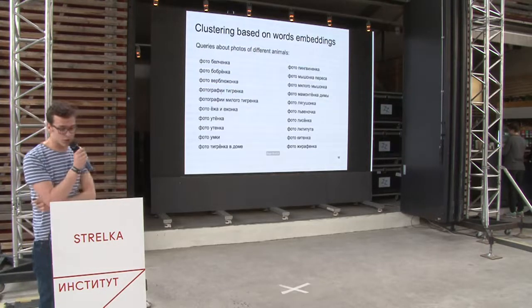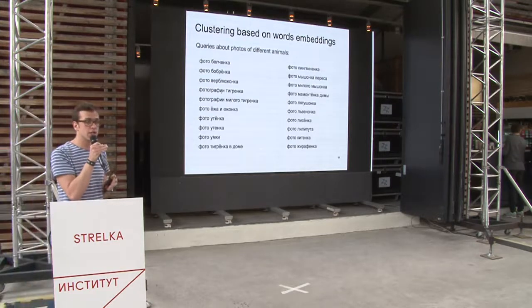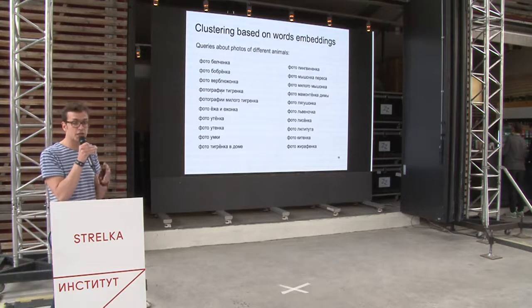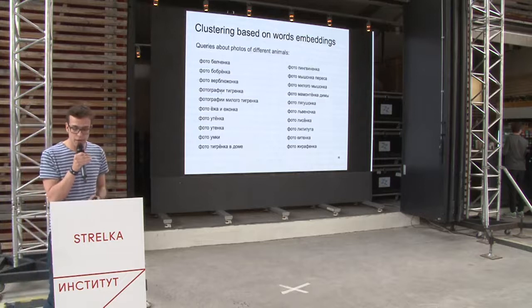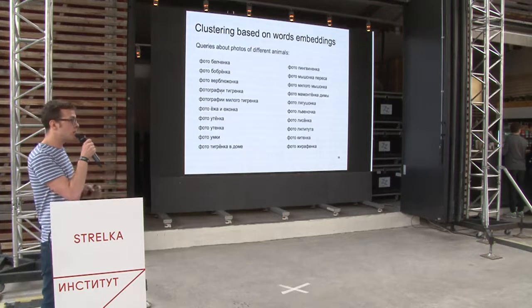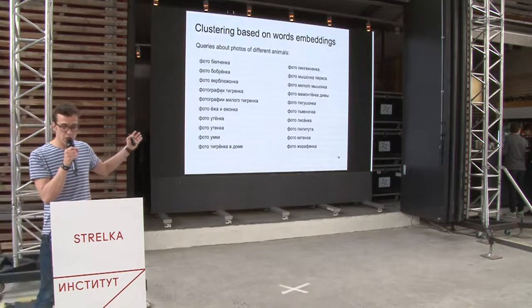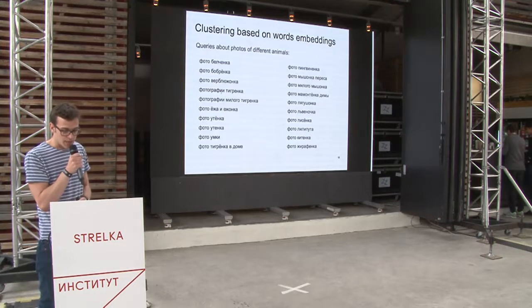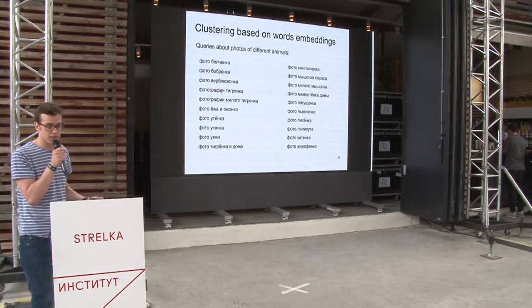Obviously, the first approach to clustering user queries is to transform them into some kind of high-dimensional vector space using some kind of distributed embeddings for words like word2vec or GloVe. To obtain a representation for a query, we just sum up the individual representations of each word in the query. This is a very common practice. Then we could use, for example, the k-means algorithm to cluster these embeddings.